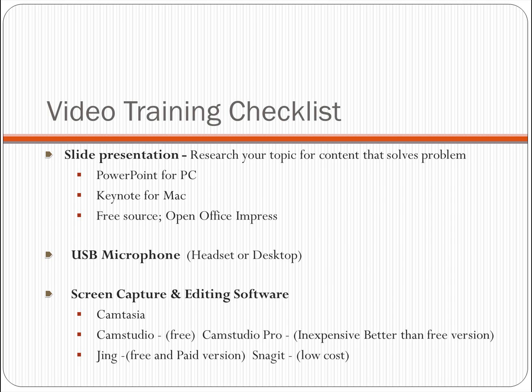You can go with Jing. They've got a free and a paid version. Again, especially with the free one, you're going to be very limited in what you can do. I prefer Camtasia over them. You can use Snagit, which is a really good low-cost tool. I recommend that you check that one out if you're not going with either CamStudio Pro or Camtasia, which is my recommendation.